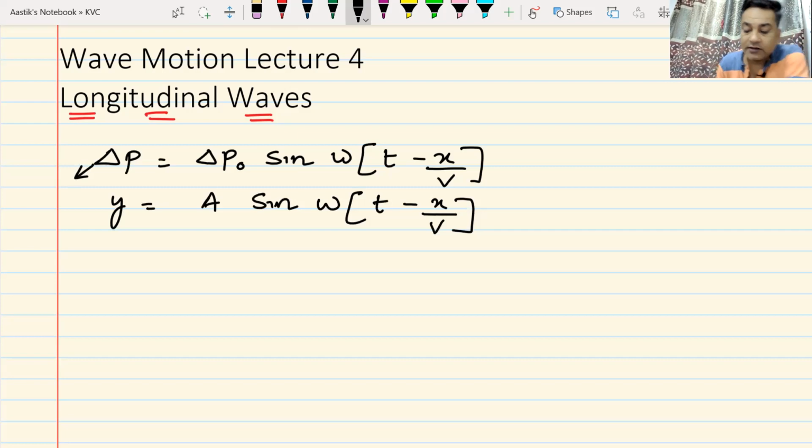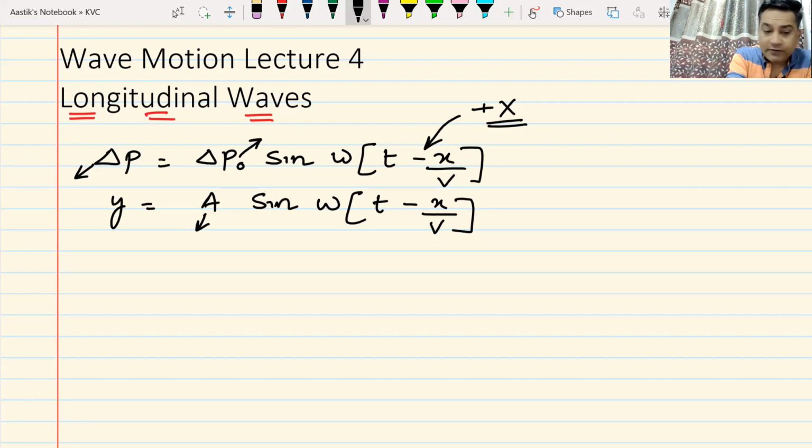Here delta P is the difference from the atmospheric pressure if we talk about sound waves. A was the amplitude, the maximum displacement. Here delta P naught is the maximum difference in pressure. Remember, if there is a negative sign, this wave is traveling along positive x. If there is a positive sign, then the wave is traveling along negative x. Do we remember this? Do we understand this? Great. We have already seen that.